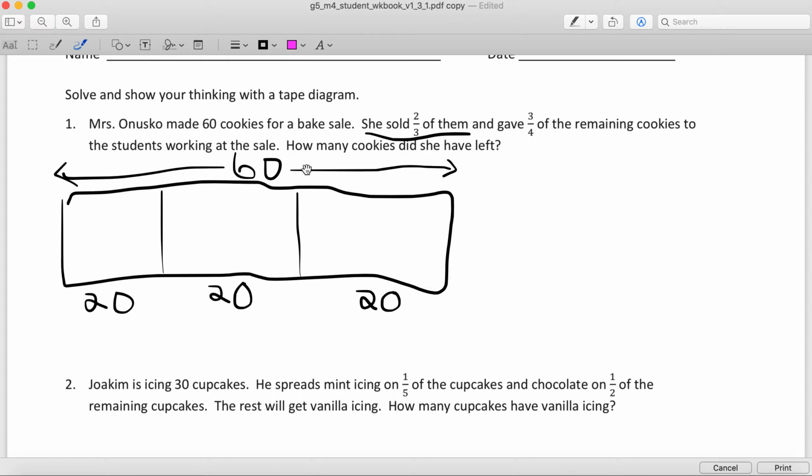It says, and I want two-thirds of them. So now I'm going to shade. I'm going to see if I can change colors here. This is all new to me. I'm going to change colors on the shading.